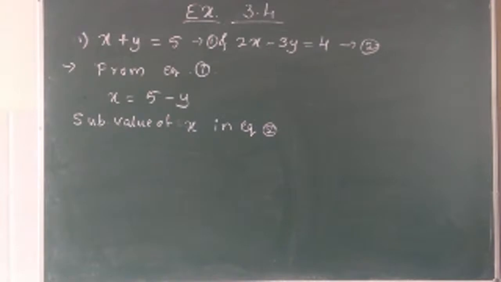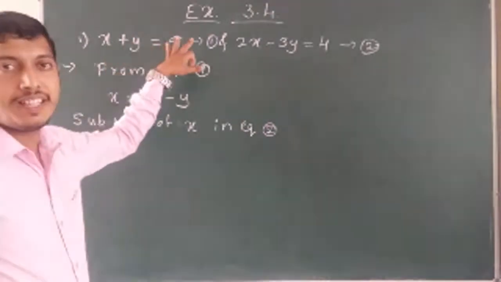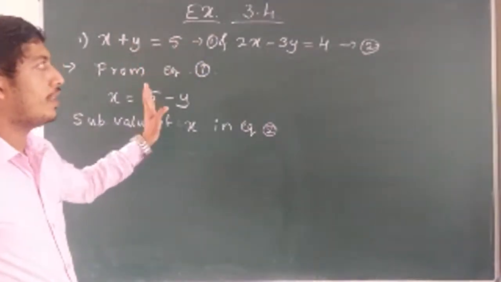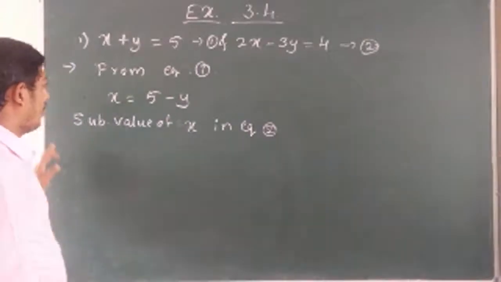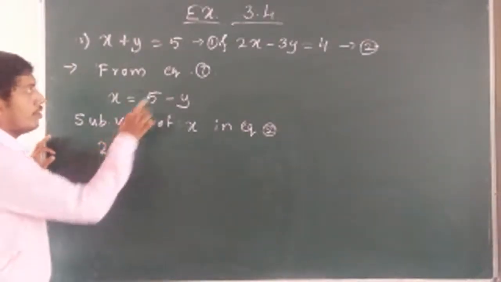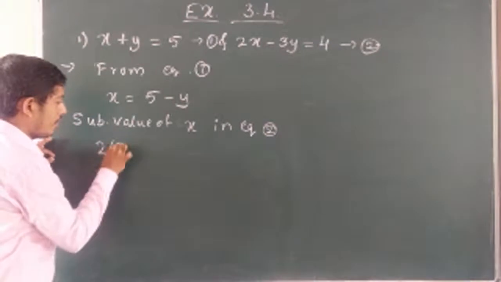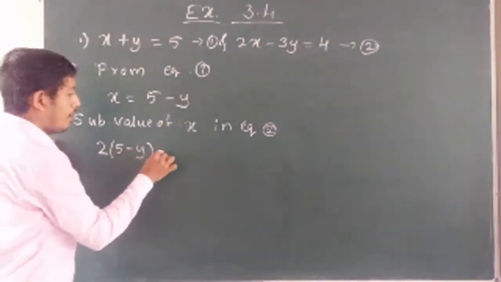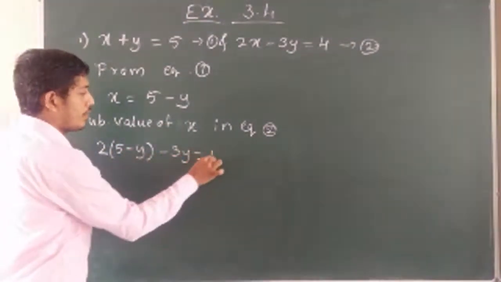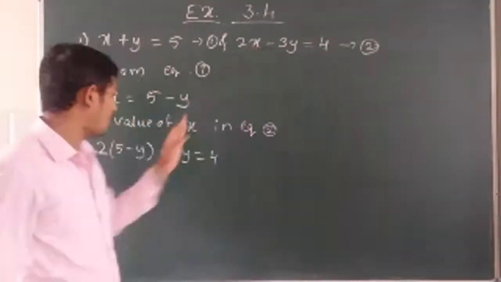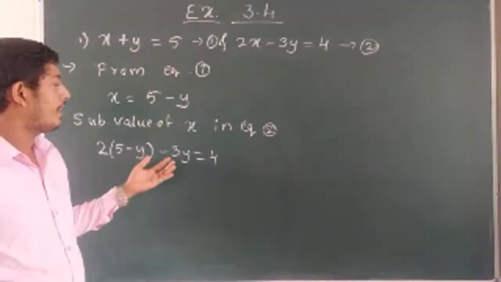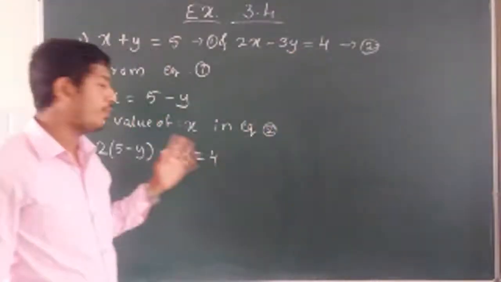So now from equation 1 we got the value of x, that is x equals to 5 minus y. And if you want to substitute y value, then y value becomes 5 minus x. Okay, so that one we have to substitute in equation 2. So I have substituted here 2 into 2x, x value is 5 minus y, minus 3y equals to 4. I will write as this.